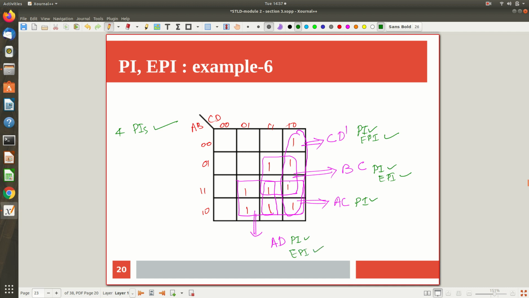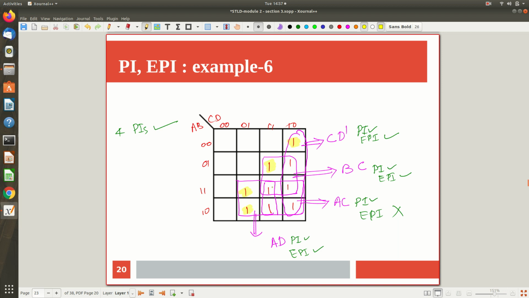Now what about this? This is not an essential prime implicant. That is the observation we have. It is not essential because all these ones are covered by other prime implicants, so I don't need it in the final grouping. Here this one is making it essential, in this group this is making it essential, and in the last grouping these 2 are making it essential.